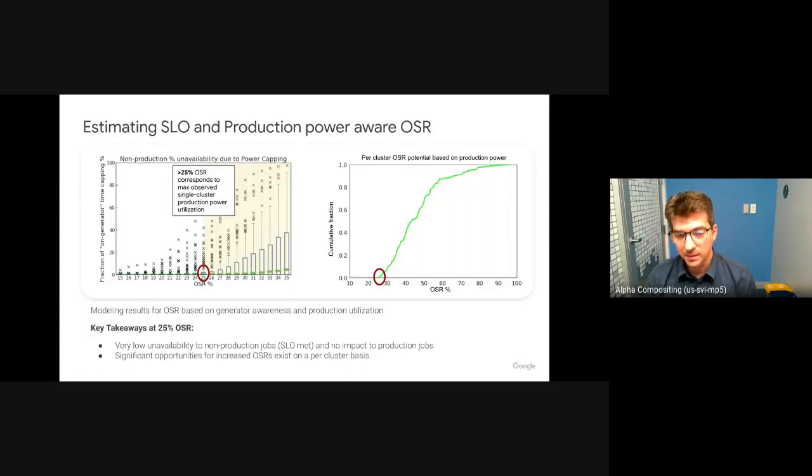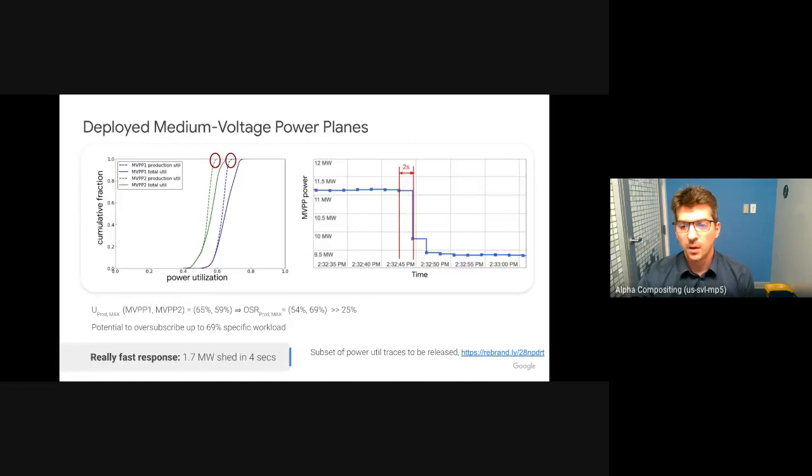Next, we show data from two production data center deployments to illustrate the benefits of aggregating larger power domains with multiple scheduling domains. On the left, the medium voltage power plane one has a single cluster running higher power workloads, while the medium voltage power plane two has two clusters with lower power workloads. The production power in these deployments peaks at 65 and 59% utilization respectively over the time horizon we studied, allowing up to 54% and 69% OSR. This highlights the dramatic opportunity for oversubscription if we tailor OSR to specific clusters.